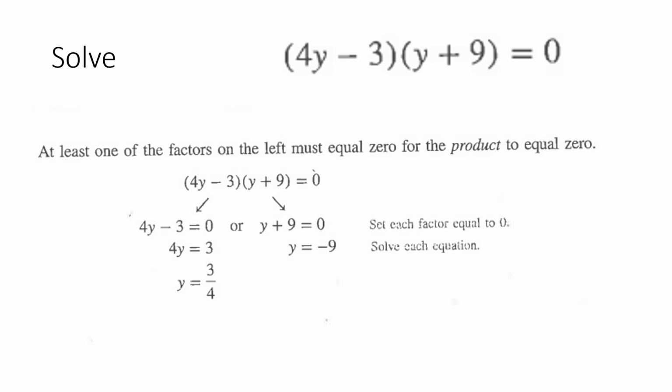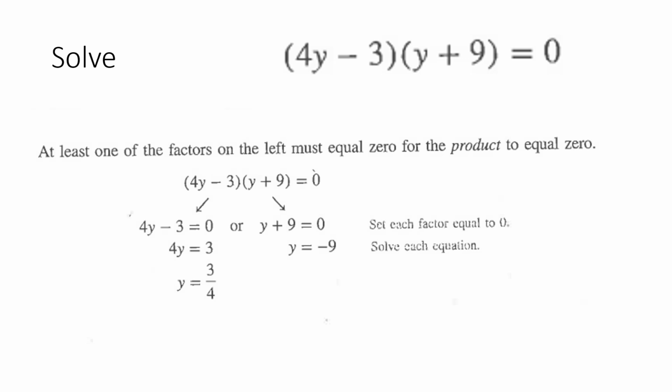Let's do another example of this. This time we're going to solve (4y minus 3) times (y plus 9) equals 0. Again, that is (4y minus 3) times (y plus 9) is equal to 0. There are two factors here. The first factor is 4y minus 3. The next factor is y plus 9.